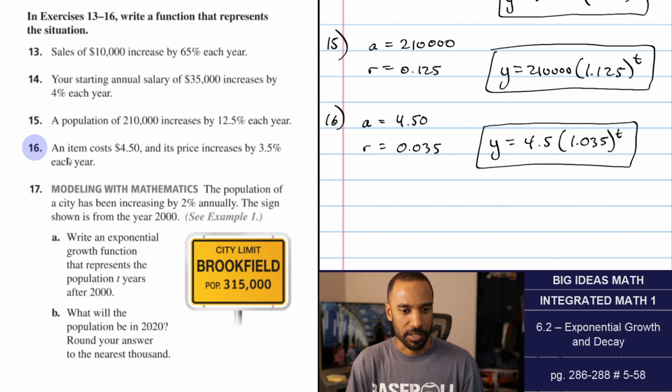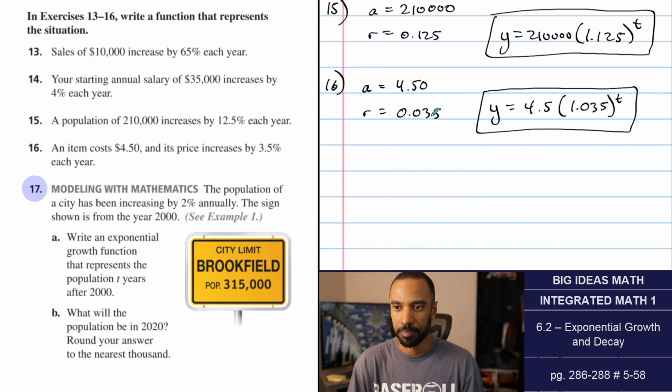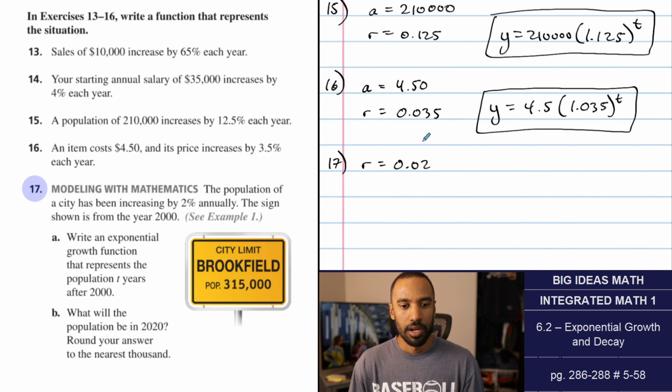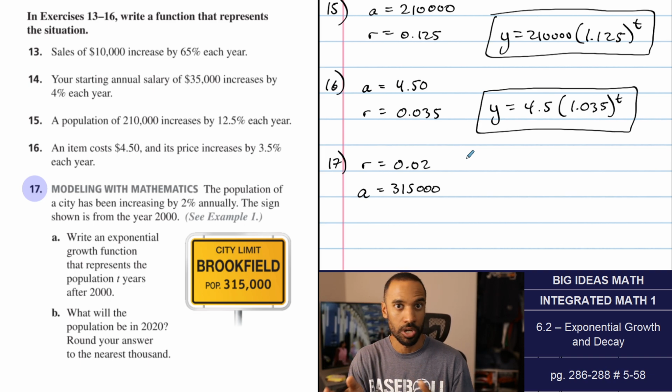Modeling with mathematics. The population of a city has been increasing by 2% annually. All right, that sounds like our R value. It is an increase. Regardless, that's our R. That's 0.02. The sign shown is from the year 2000. So that is our A value, 315,000. They say from the year 2000. Think of that as year 0, if you will.